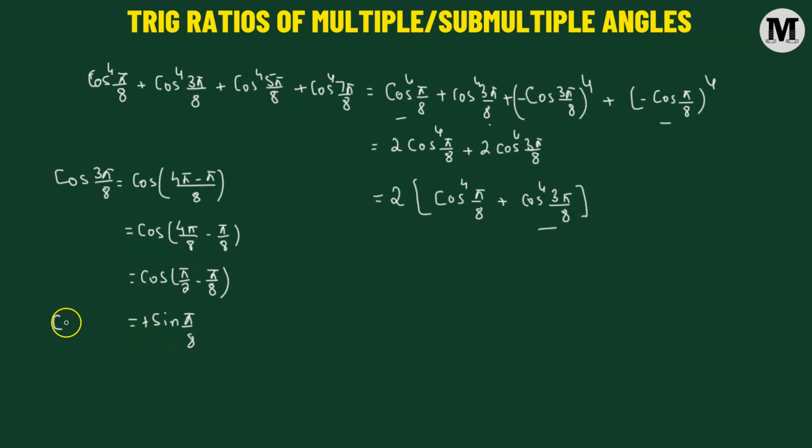So in other words, we can say that cosine of 3 pi over 8 is equivalent to sine of pi over 8, which means our expression will now become 2 times cosine of pi over 8 raised to the power of 4. This will get added to cosine of 3 pi over 8 whole raised to the power of 4. This will simply become sine of pi over 8 whole raised to the power of 4.